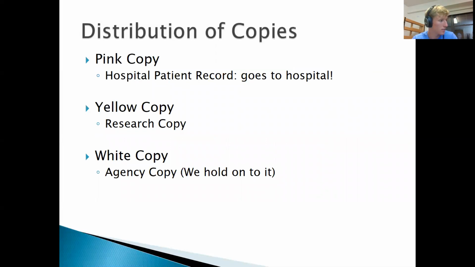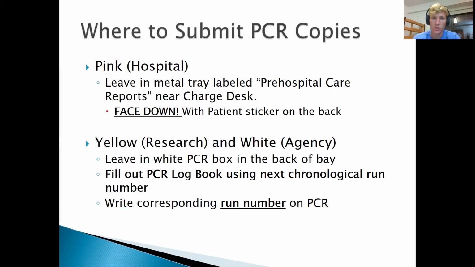The pink copy, the last copy goes to the hospital. The yellow copy goes to us, as well as the white copy. So you're only going to tear off that last pink copy. Another thing with the pink copy, the hospital will give you these stickers that designate the patient. Peel off one of those, slap it on the back of the PCR. That helps them with the patient. Leave it face down in the pre-hospital care report PCR box next to the charge nurse, and go on your merry way. Make sure you always fill out the run number beforehand, before turning it in, and before putting everything away.